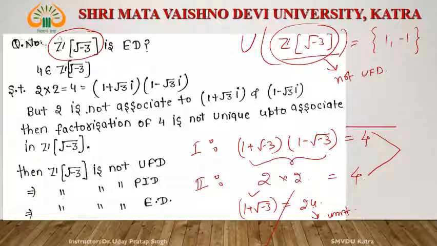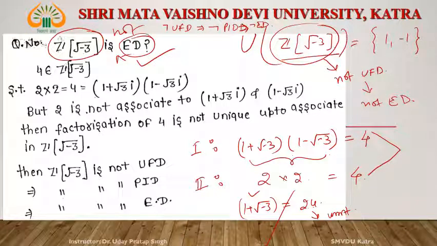Okay. If this is not a UFD, then what is the relation that we showed? Not UFD implies not PID, implies not ED. It means this is not an ED. So Z square root of minus 3 is not a UFD, implies not PID, implies not ED.